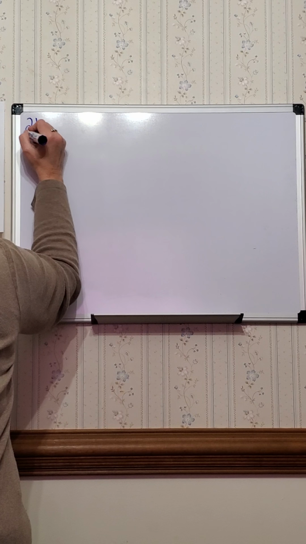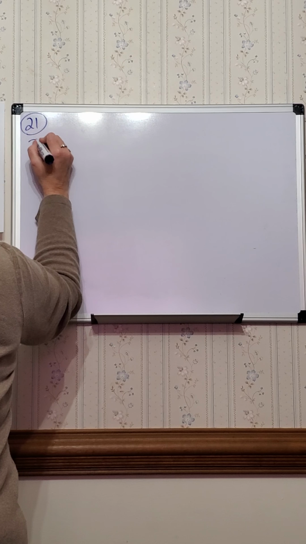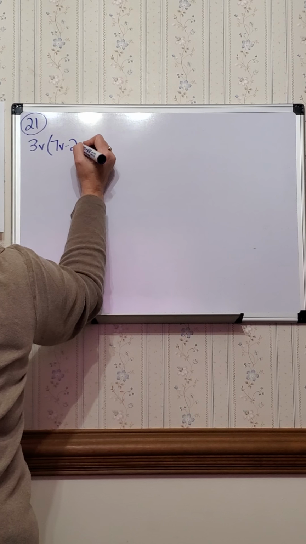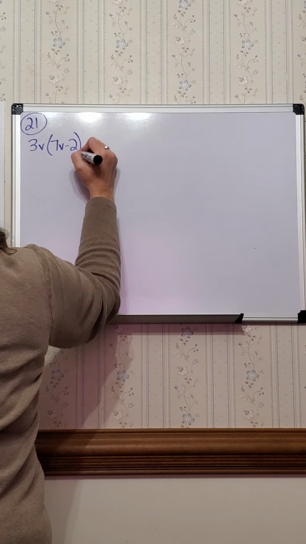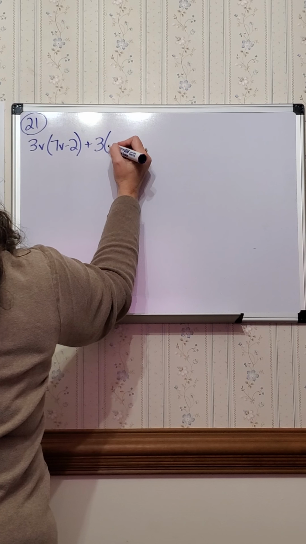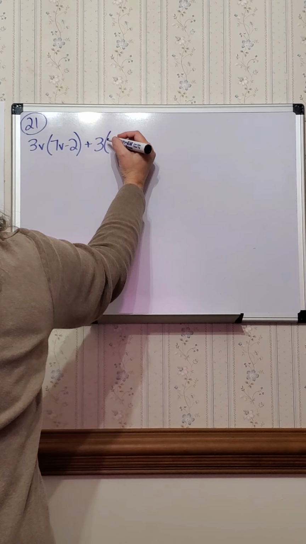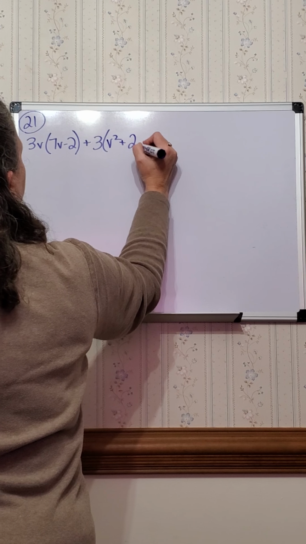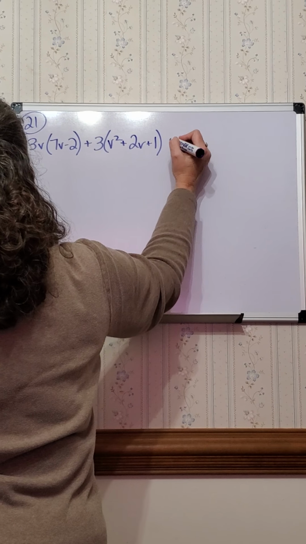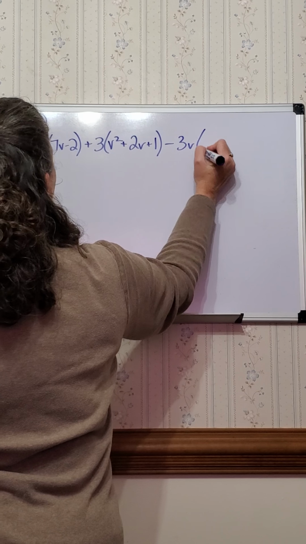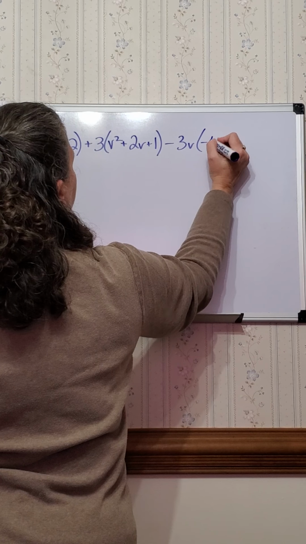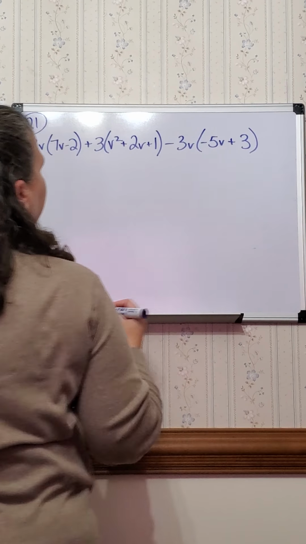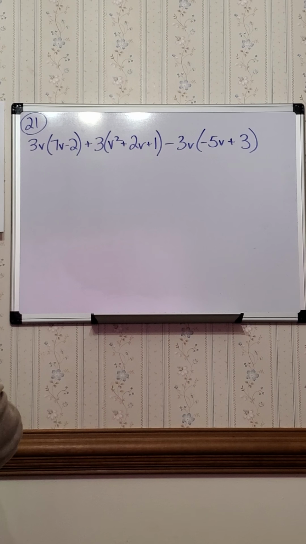So we are doing number 21. We have 3v times 7v minus 2, plus 3 times v squared plus 2v plus 1, minus 3v times negative 5v plus 3. Now, we've got a lot to work with here, so we're going to take it step at a time.